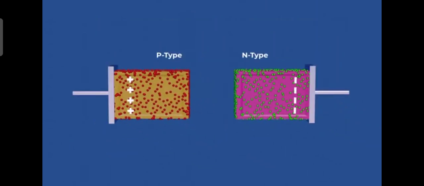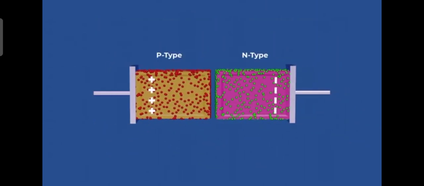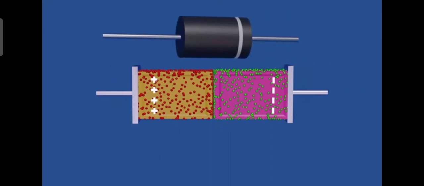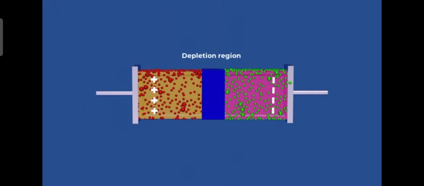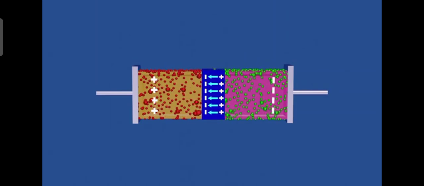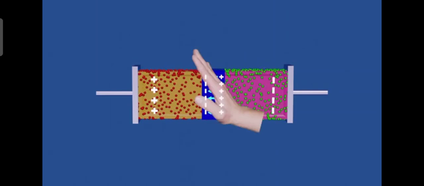When P-type and N-type materials are joined together, they form a PN junction or diode. The plane where these materials meet is called the junction. Due to diffusion, electrons and holes move across the junction, creating a region depleted of mobile charge carriers, known as the depletion region. The movement of charges creates layers of positive and negative charges in the depletion region, setting up an electric field that stops the further flow of the diffusion current.